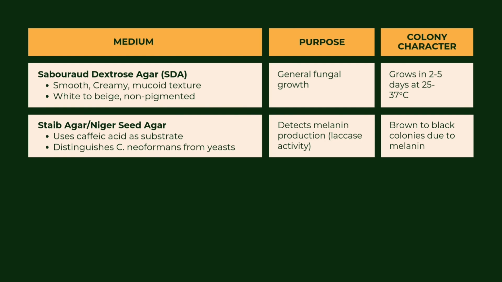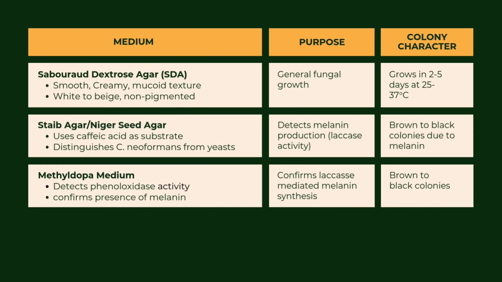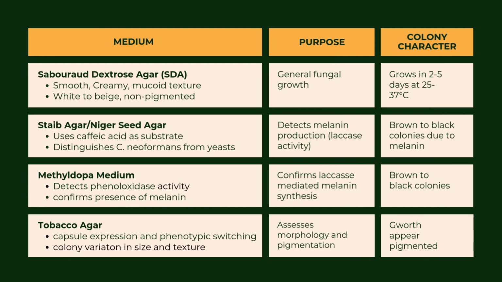Here, Cryptococcus neoformans can be distinguished from other yeast. The colonies turn brown to black due to melanin production. Moving on to methyl-dopa medium, it detects phenol oxidase activity, confirming the presence of melanin. Colonies again appear brown to black. And finally, on tobacco agar, we assess capsule expression and phenotype switching. Colony variations in size and texture are seen, and the growth appears pigmented.